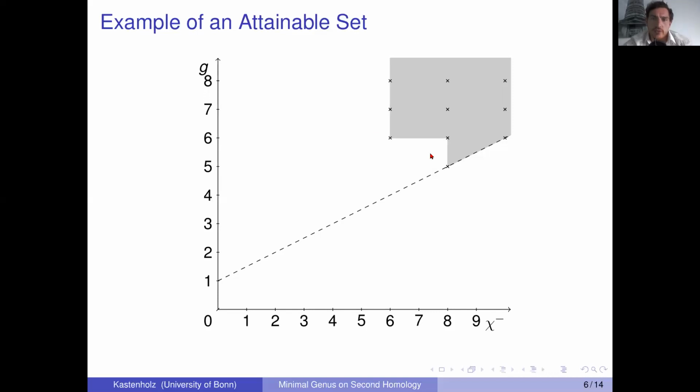And already you can see kind of a slogan, namely the chi minus minimizer somehow wants to be as disconnected as possible, because having many connected components somehow decreases the Euler characteristic, while the genus minimizer somehow wants to be as connected as possible, right? This here is 3 surfaces of genus 2, while this here is 1 surface of genus 5, sorry.